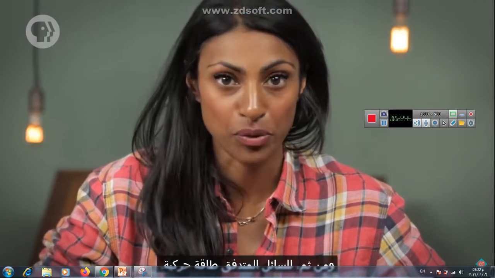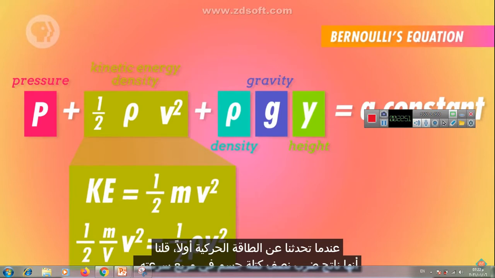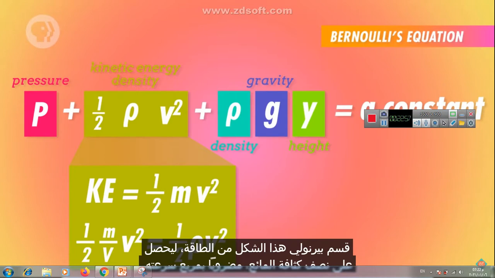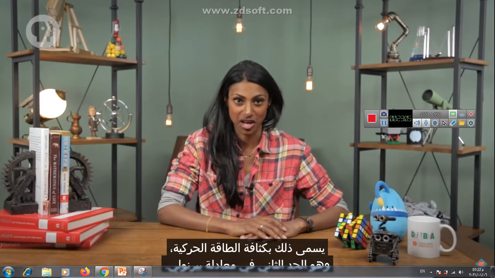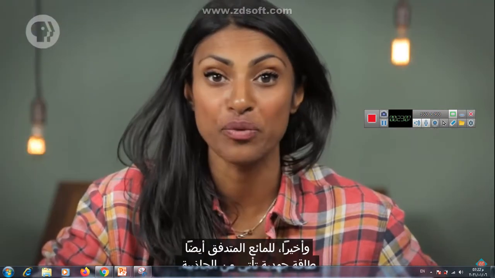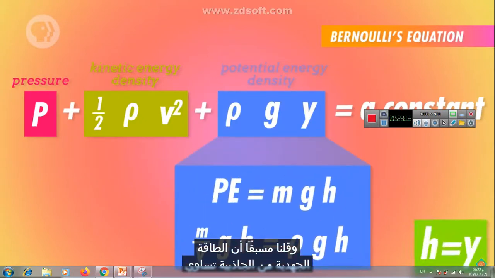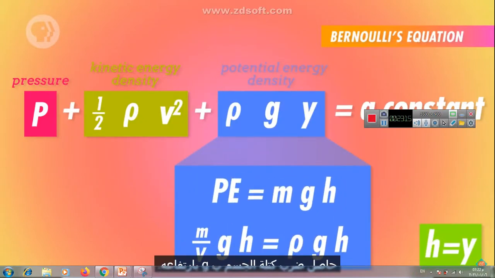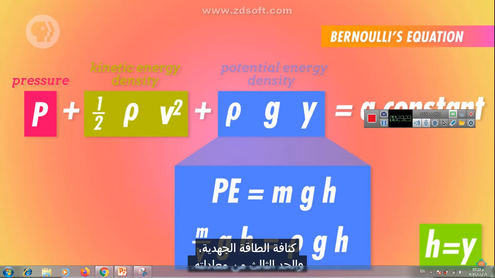Next, a flowing fluid also has kinetic energy. When we first talked about kinetic energy, we said that it's equal to half of an object's mass times its velocity squared. Again, Bernoulli divided this form of energy by volume to get half the fluid's density times its velocity squared. That's called the kinetic energy density, and it's the second term of Bernoulli's equation. Finally, a flowing fluid also has the potential energy that comes from gravity. And we said before that the potential energy from gravity is equal to an object's mass times small g times its height. When Bernoulli divided that by volume, he got density times small g times height, the potential energy density, and the third term of his equation.